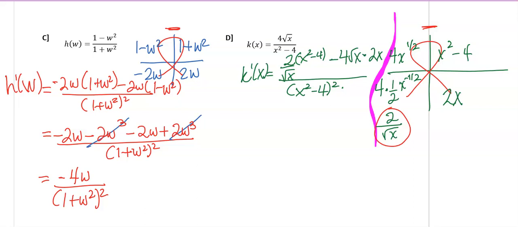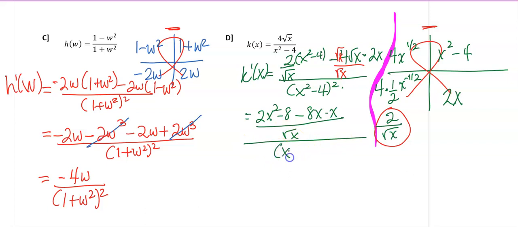All right, now I do have a complex fraction. I don't just want to drop the square root of x to the denominator. I do need to get a common denominator up here. So cleaning it up, I have 2x squared minus 8 minus 8x times x all over square root of x. Don't lose the denominator.